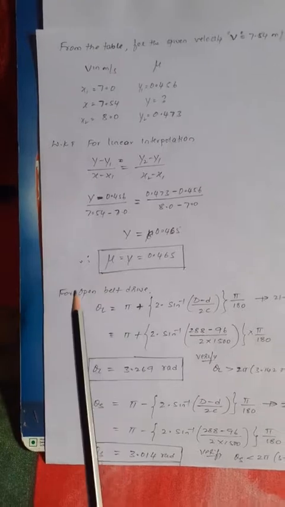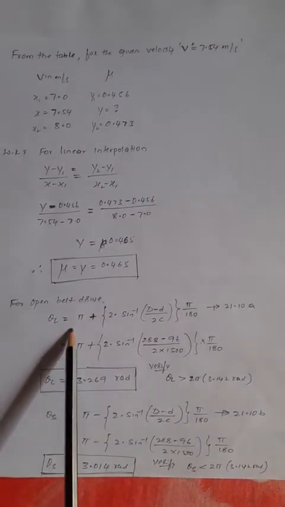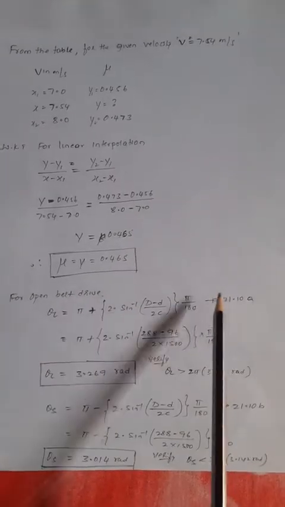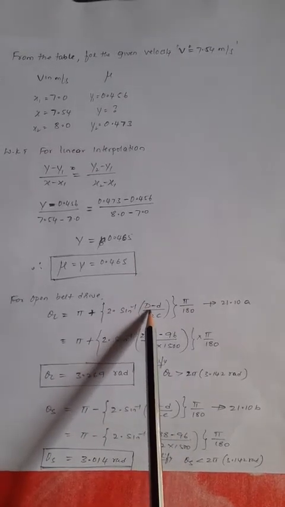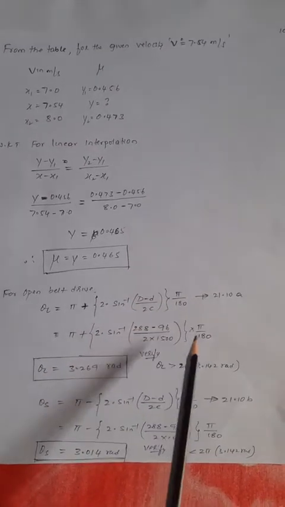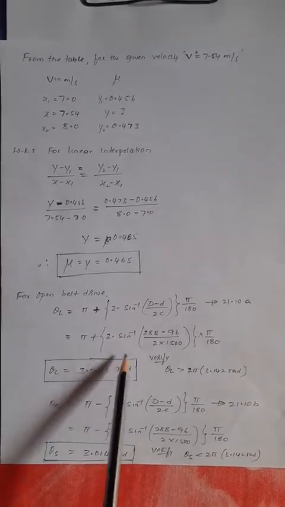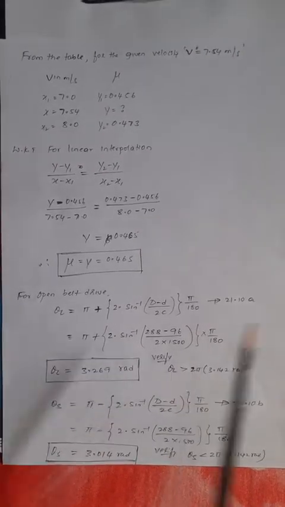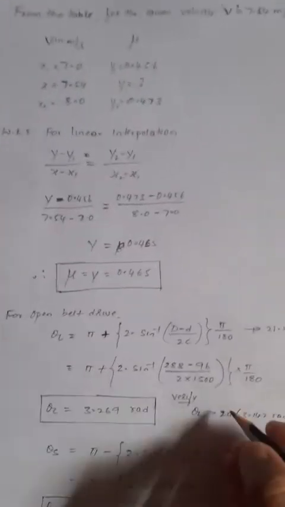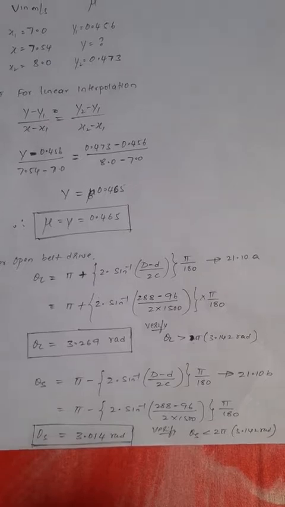How do you calculate theta here? This is for what type of system you assume here? Flat open belt drive. You know, for open belt drive, theta L is equal to, this is a formula, you refer to equation number 21.10a. Now all the data we already know, that is capital D, small d, C also we know, substitute. You'll get theta L is equal to 3.269 radian. Again verify it, it should be greater than pi radians, right? 3.142, right?